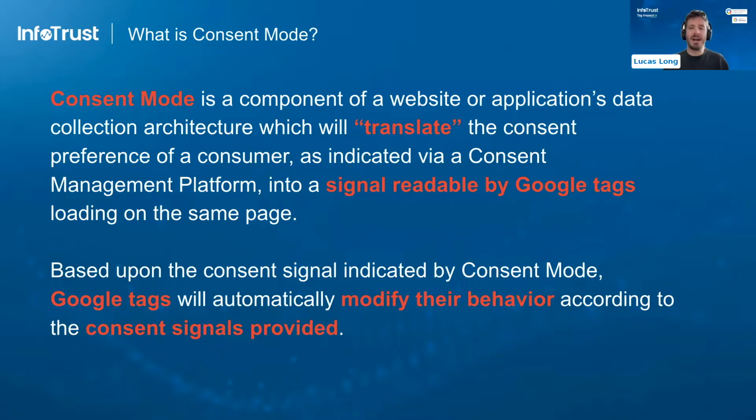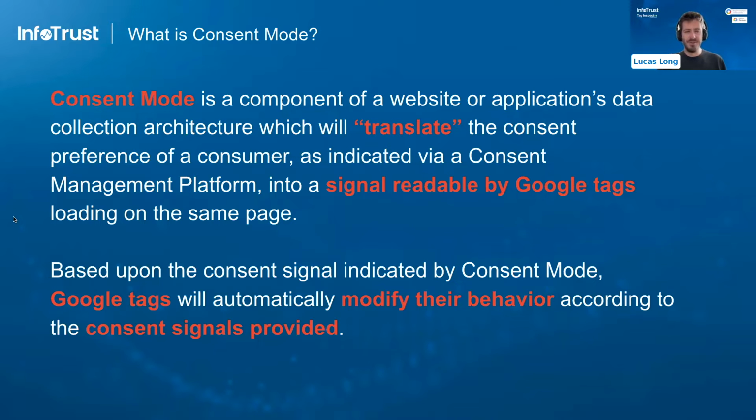Based upon that consent signal, those Google tags will automatically modify their behavior in accordance with what you can think of as instructions laid out by consent mode, and they will update particular parameters within the data being passed. That way Google has those common signals and common records of consent upon which they can base their processing logic. We'll walk through this in a few different ways to build our understanding.